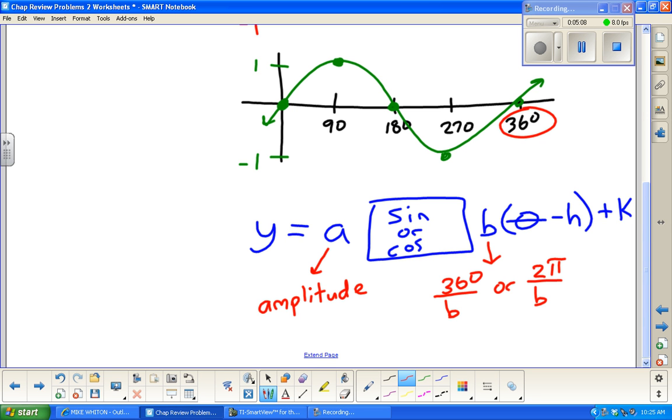And a lot of the word problems, pretty much all the word problems, are going to be in radians. So we're going to use 2 pi. And again, this will give you the new period. Okay, so we'll do that.